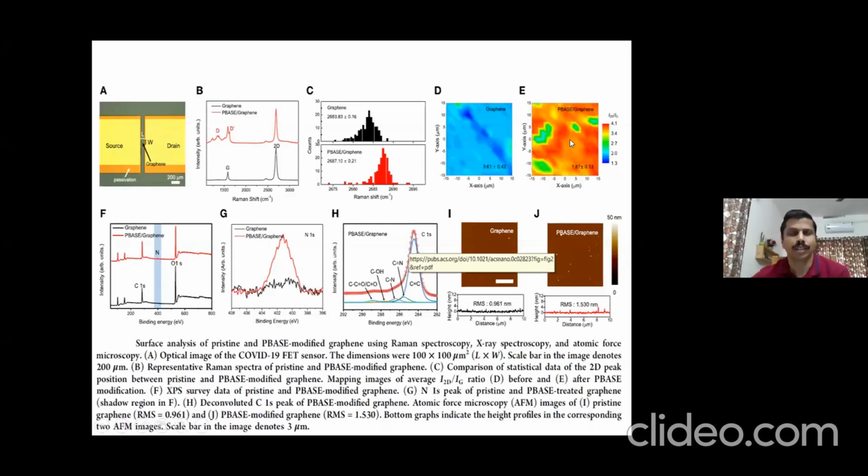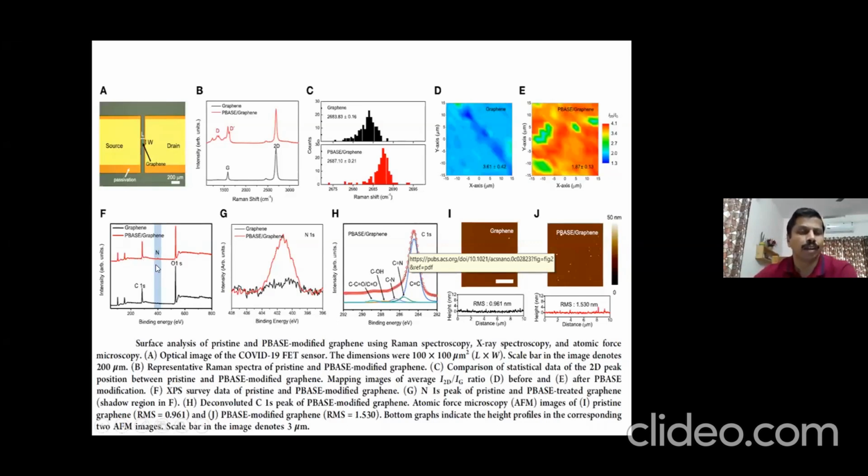So you can see the color change that corresponds to some differences in the interaction with the laser light. So that is basically confirming the bonding of the P base with the graphene molecule. They further confirmed it with X-ray photoelectron spectroscopy. You can see the XPS peaks. This is for the graphene, and this is for the P base.